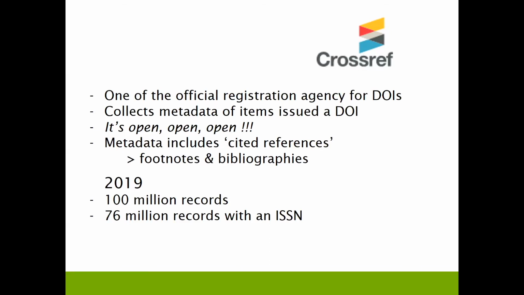We had already downloaded the Crossref metadata source in 2019 as part of a gap analysis project for our repository. At that time, there were 100 million records in the source, with more than 76 million of these having an ISSN. A powerful feature of the Crossref metadata is that it includes a field for cited references. That is a list of the sources mentioned in the footnotes and bibliographies of the target articles.